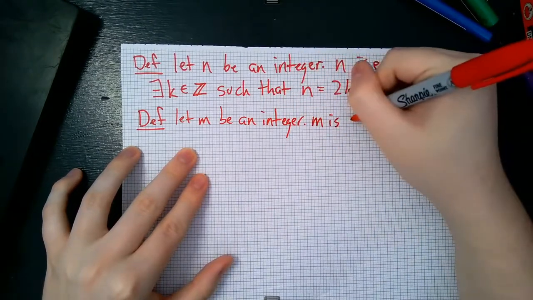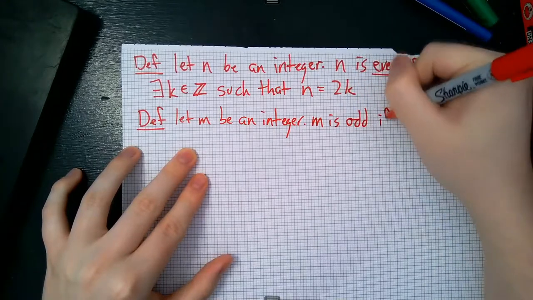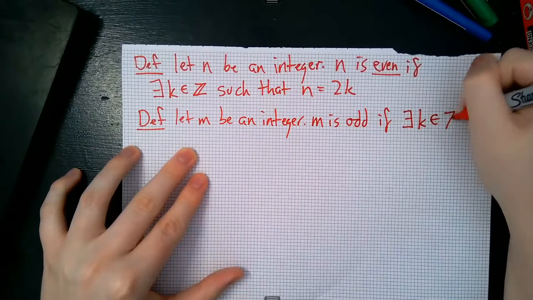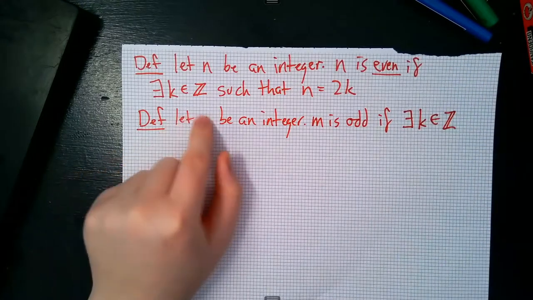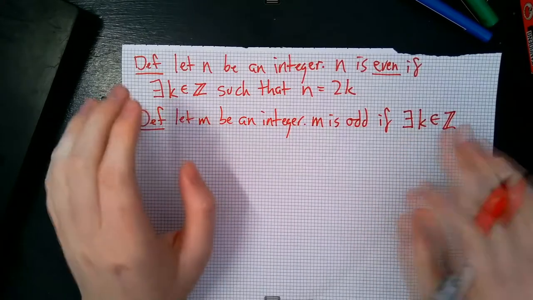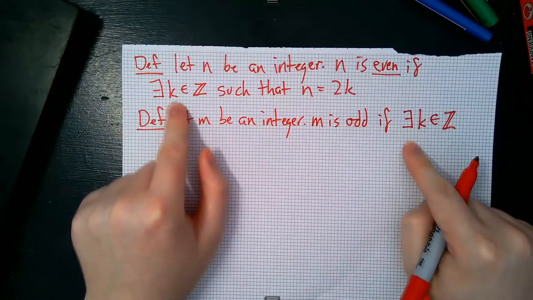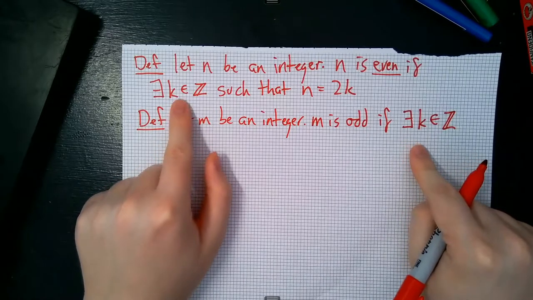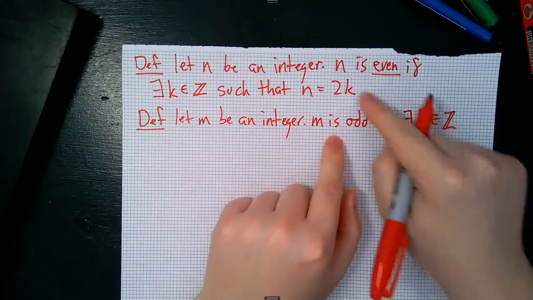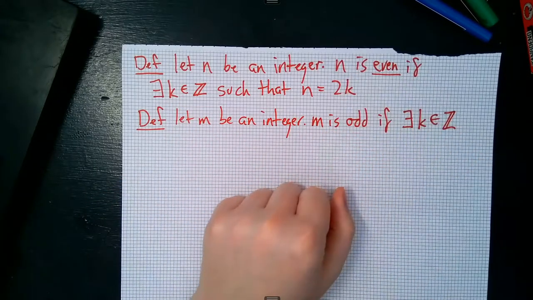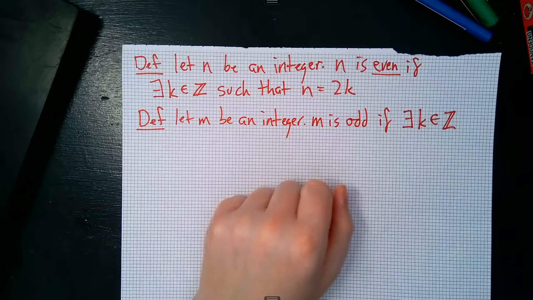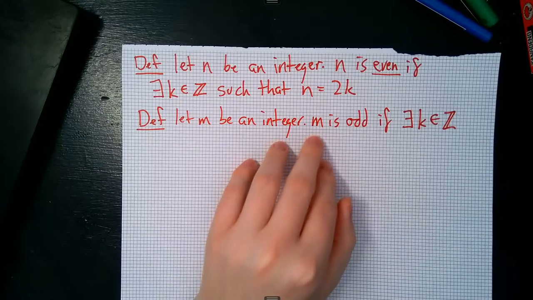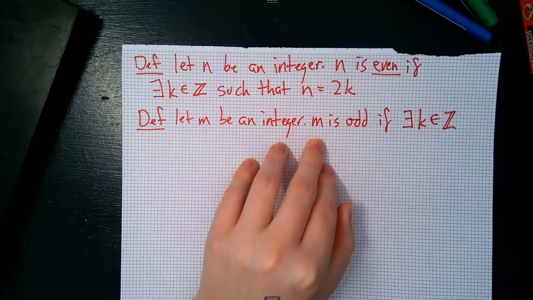M is odd if there exists a k in the integers. I really want to point out that this k and this k are completely different. They don't even have an assigned value right now, just because we're working with a definition. So these are abstract integers k, and these are abstract integers n and m right there. So don't pay too much attention to the actual symbol that I'm using right here. I'm trying to show what it means for an integer to be odd or even.